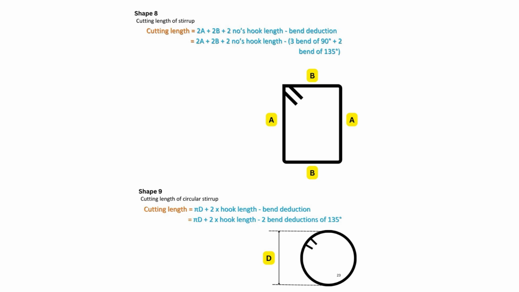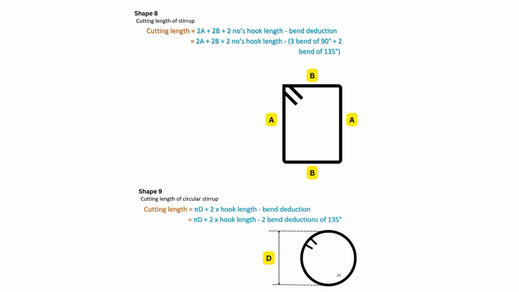Bend deductions breakdown. 3 bends at 90 degrees equals 3 times 2D. 2 bends at 135 degrees equals 2 times 3D. Total bend deduction equals 3 times 2D plus 2 times 3D, equals 6D plus 6D equals 12D. Final formula. CL equals 2A plus 2B plus 2 times 10D minus 12D. This gives us the total straight length of bar required before bending into shape 8.